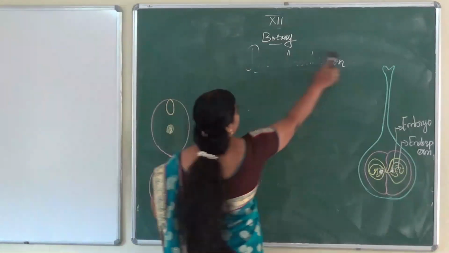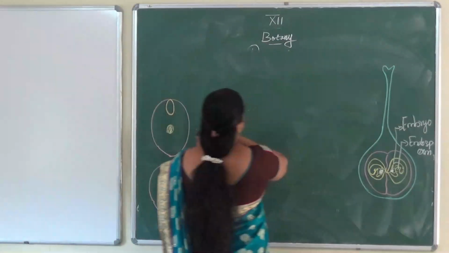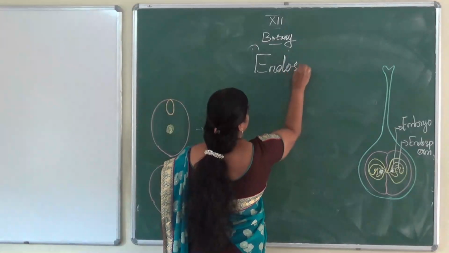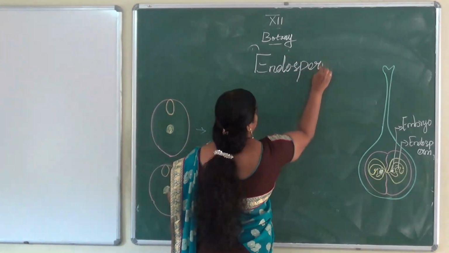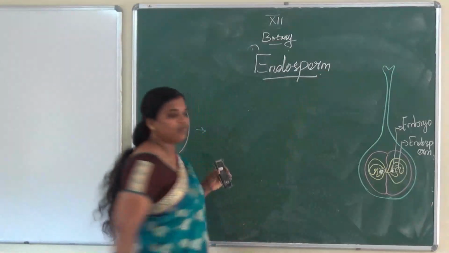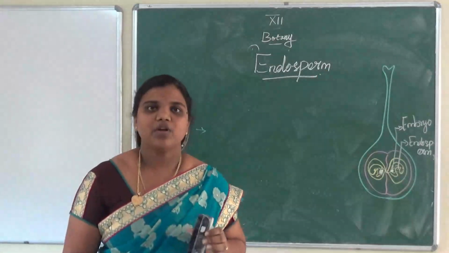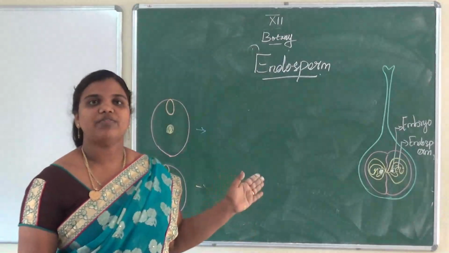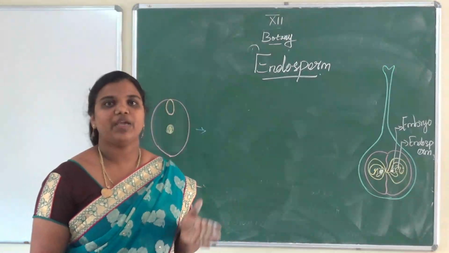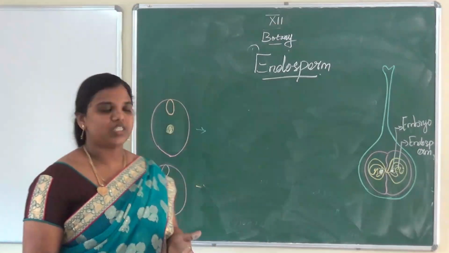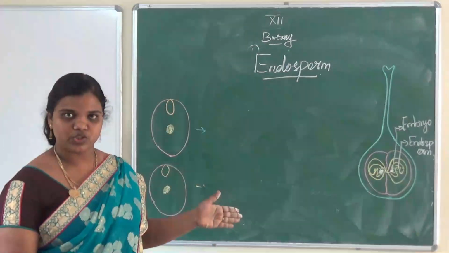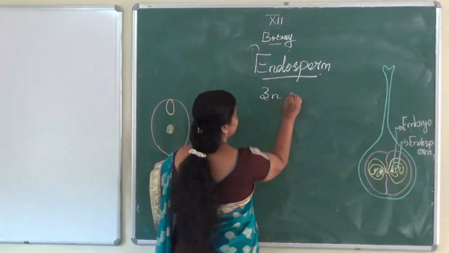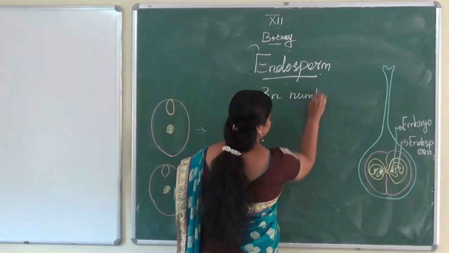Next, the important topic is endosperm. This is very important, a 5 mark question also. The endosperm is one of the primitive nutrition sources of the embryo. The endosperm is formed by triple fusion, so the endosperm has 3n number of chromosomes.